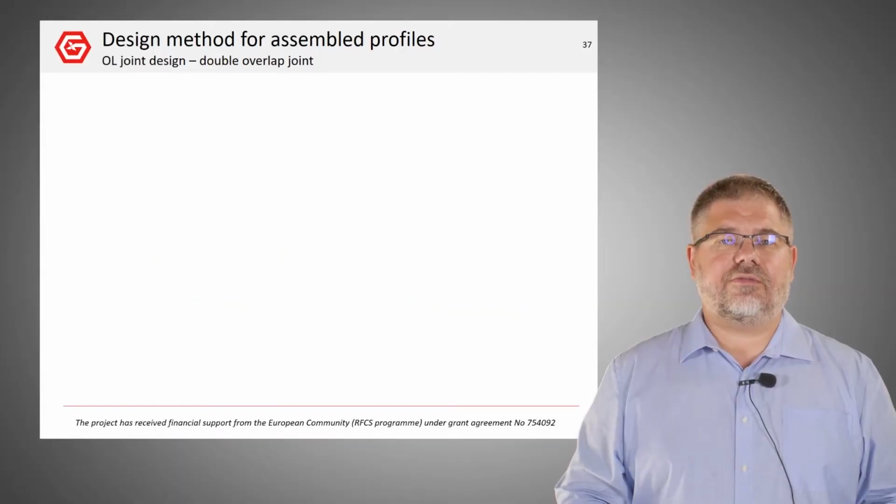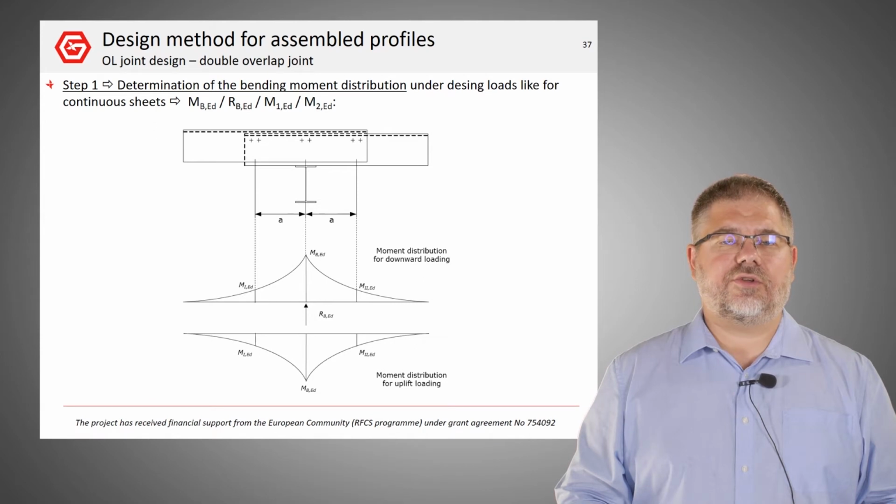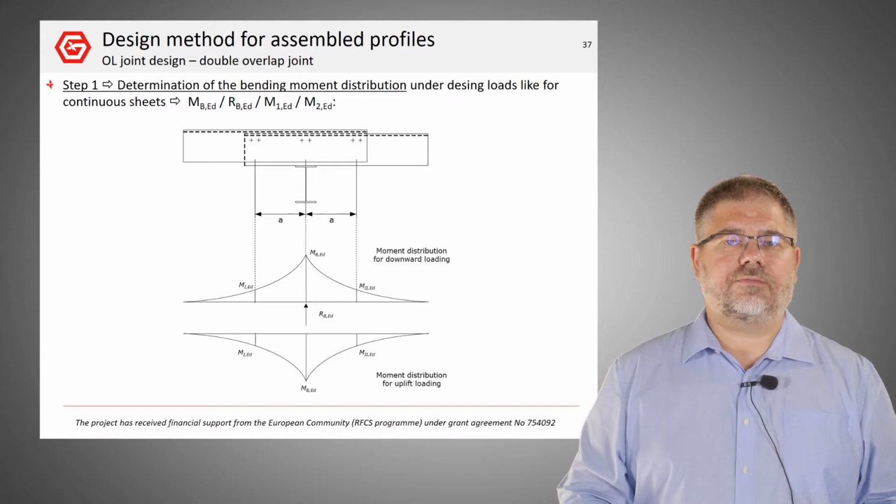The design method for a double overlap joint is divided into 5 steps. For the first step, we have to determine the bending moment distribution under downward loading and for uplift loading, in particular the moment values at the ends of the overlap, M1 and M2.